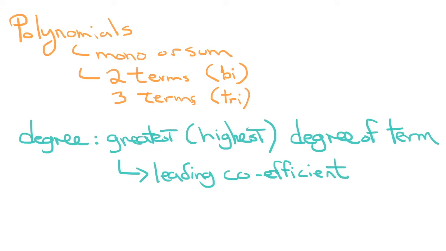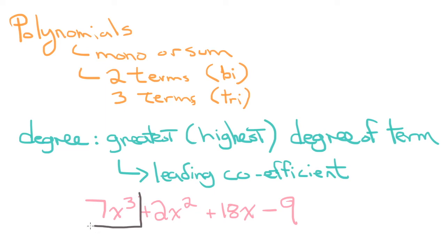Let's go and get pink. Sure, we got a nice pink. Let's say you had 7x to the third plus 2x squared plus 18x minus 9. That is a good one. So what kind of things do we have here? I've made this in decreasing order, which is how you should be writing your polynomials. So the degree is this one here, so that would be 3.